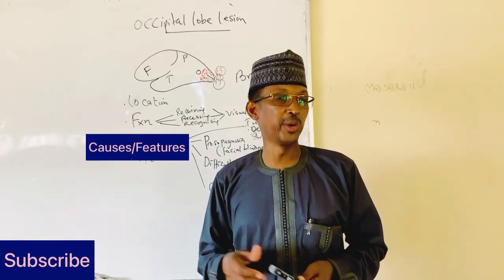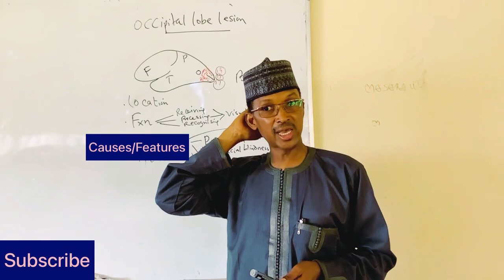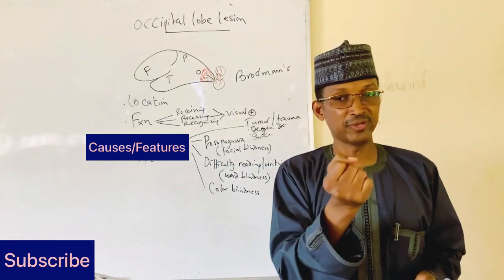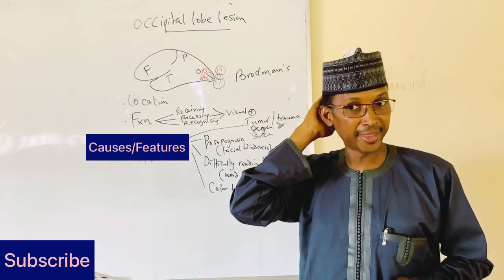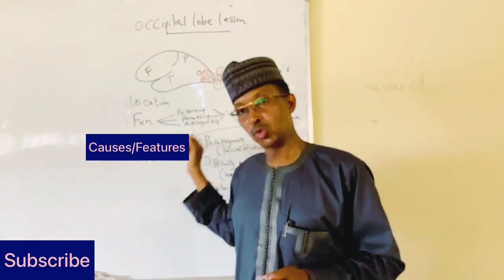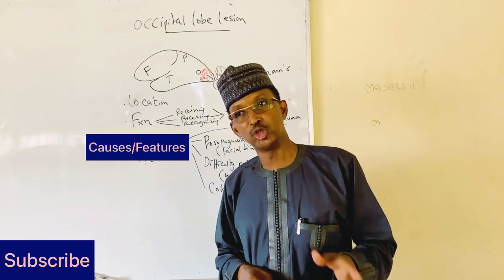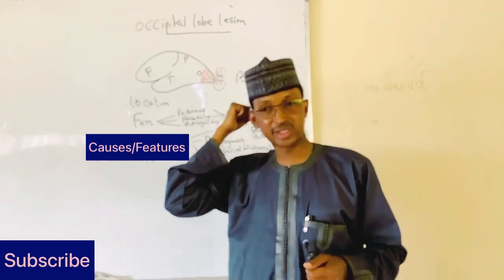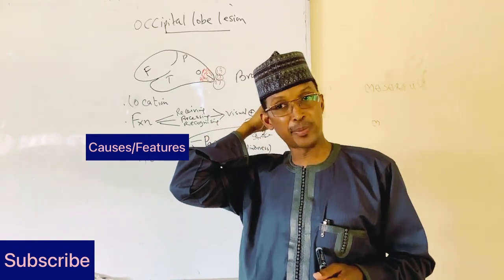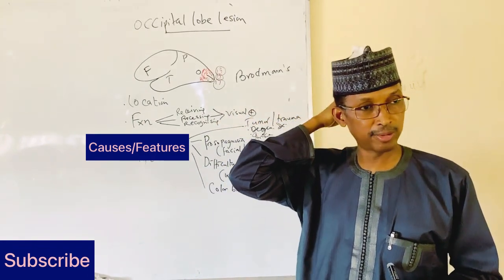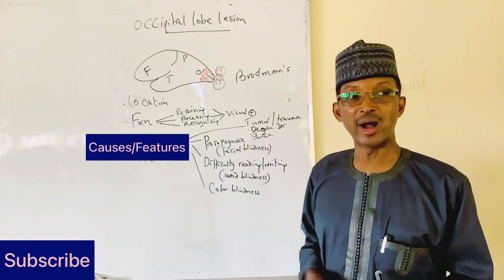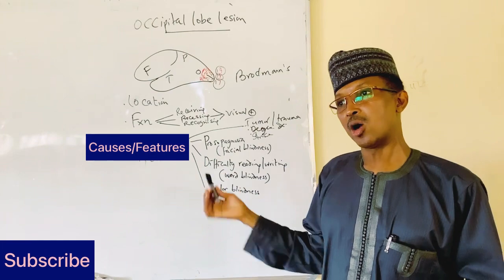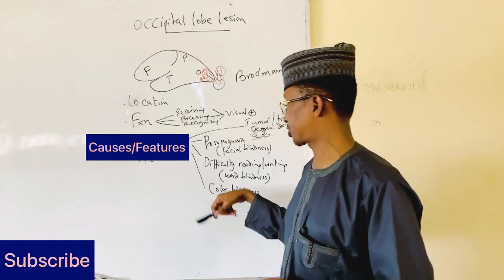Especially when somebody hits his head at the back, or somebody hits you with a very heavy object at the back of the head, that is definitely going to interfere with the visual cortex. Similarly, if somebody hits you with a knife and the knife penetrates the occipital lobe, these are all part of the trauma. You get it? And cancer can also affect the occipital lobe and cause this lesion. So what are the features?